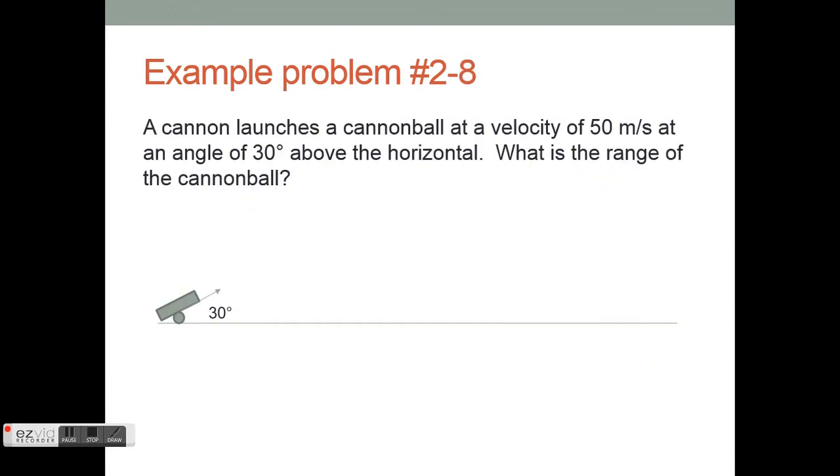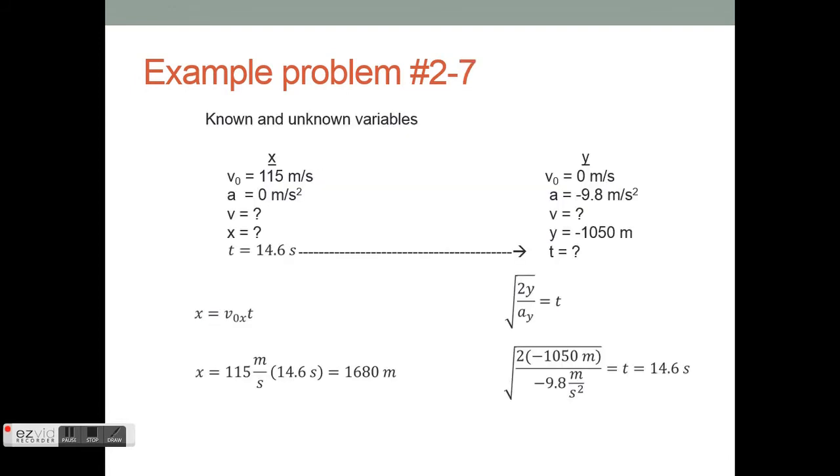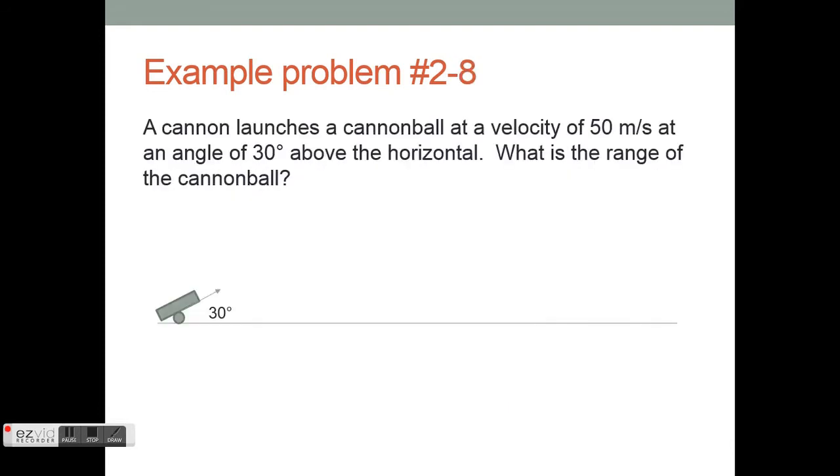Let's look at a second example problem. This problem here, 2.7, is what I call an angled launch problem. We're going to have a cannon that launches a cannonball at a velocity of 50 meters per second and an angle of 30 degrees above the horizontal, and I want to figure out what is the range of the cannonball.